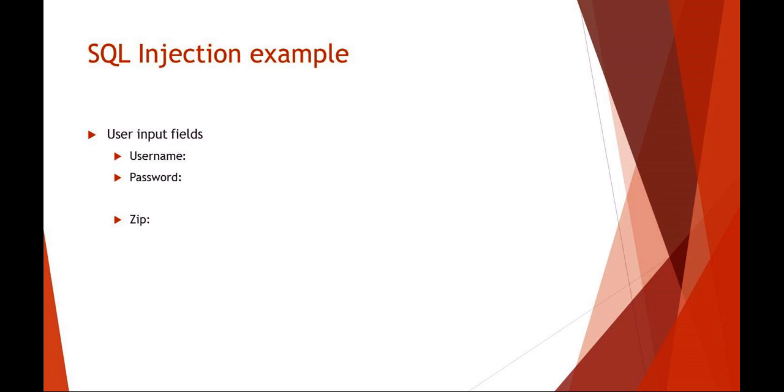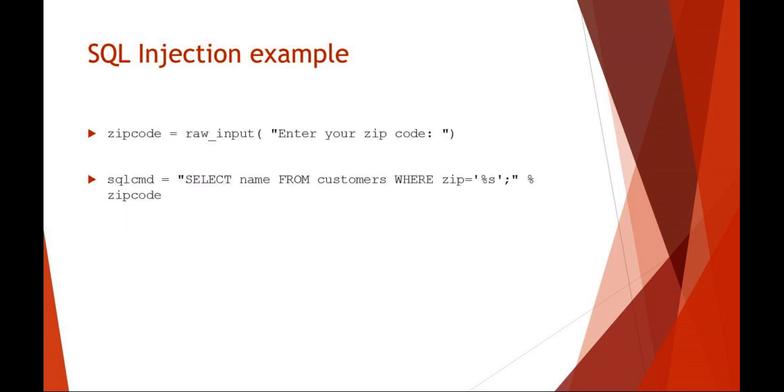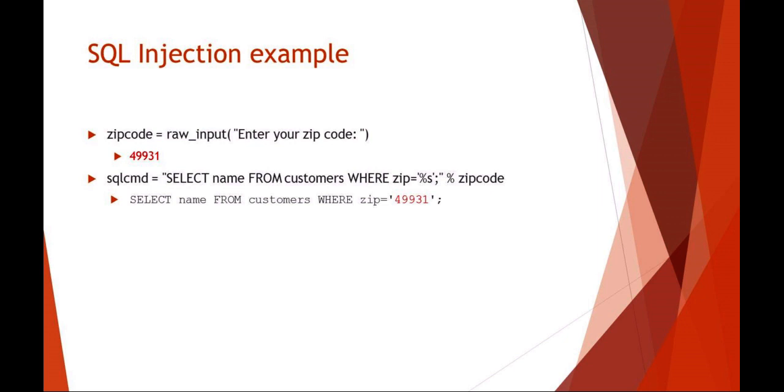So let's think about an SQL injection example. Let's say you've got a script or a website that asks for your username or password, or even just something as simple as your zip code. Your script might look like this. In Python, we'd say zip code equals the raw input, and from standard in, it'll give you a nice little prompt, enter your zip code. And then in our script, we'd say our SQL command then is select, we want to know the name from the customers database where the zip code equals that variable. Easy enough.